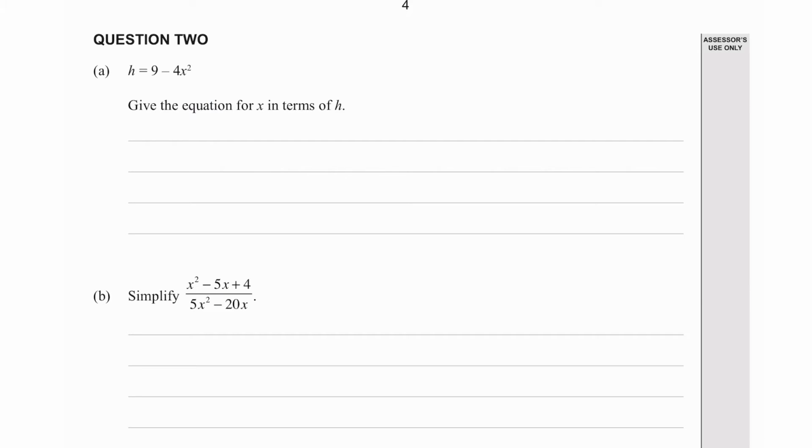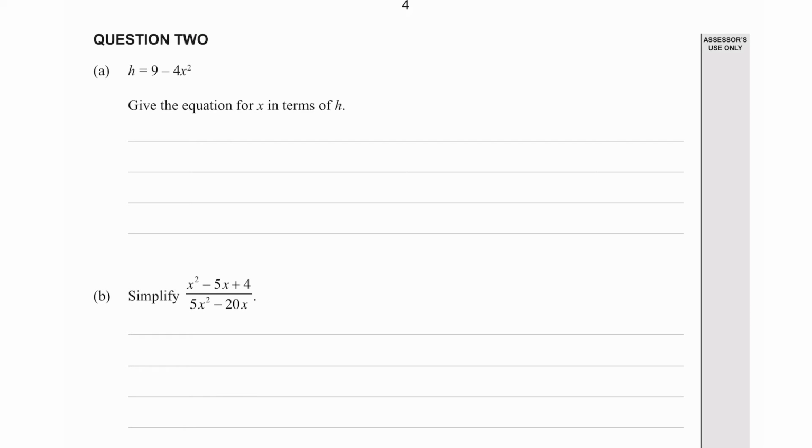Alright, let's move on to question 2, part A. We've got an equation here, h is equal to 9 minus 4x squared. We want to give the equation for x in terms of the height. So essentially we want to rearrange for x. So how are we going to do that? Well, we can see that our x squared term here is negative. So in order to get rid of it, or make it positive, I can add it to the other side. So how do we do that?